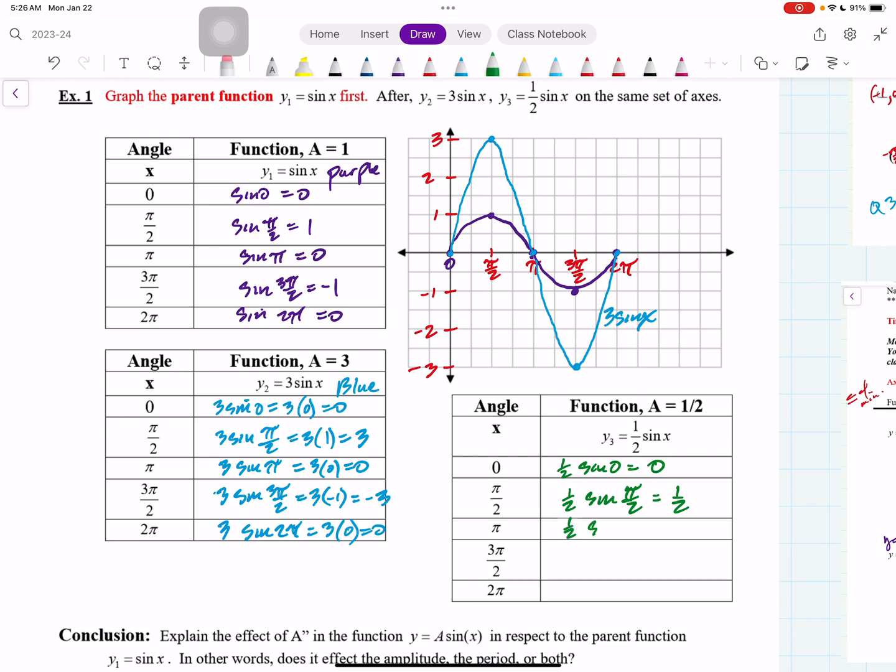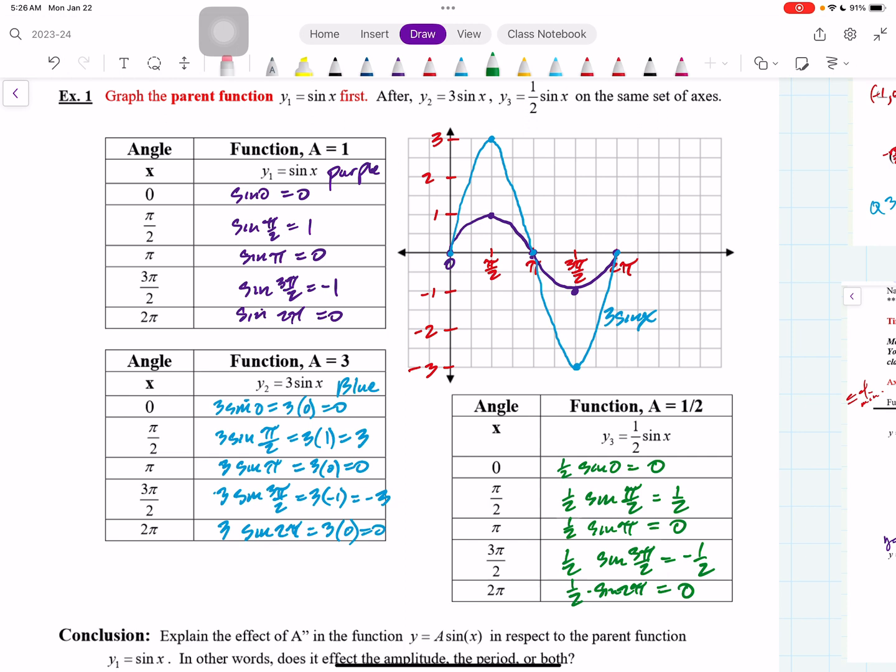And then 1/2 times the sine of pi. Sine of pi is 0, so 1/2 times 0 is 0. And then 1/2 times the sine of 3 halves pi. At the bottom of the unit circle, the y coordinate is negative, so -1. 1/2 times -1 is -1/2. And then 1/2 times the sine of 2 pi all the way around. The y coordinate is 0 there, so 1/2 times 0 is 0.